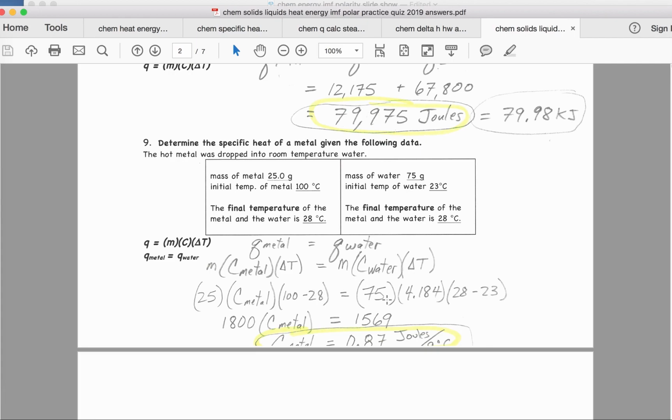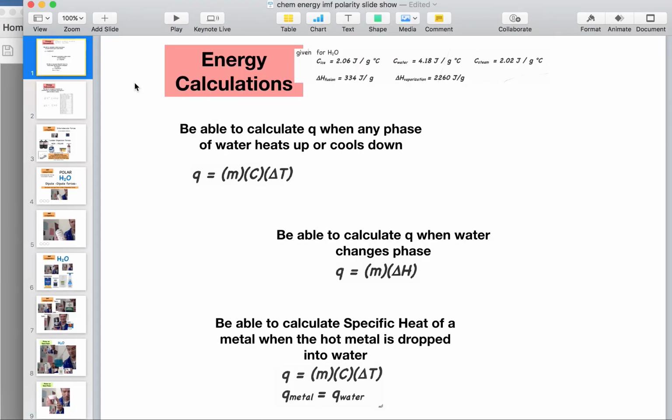That's equal to the mass of the water times the specific heat of water, which we were given. And the water temperature wasn't as much. It only changed by about 5 degrees. So yeah, we do the algebra to solve for the specific heat of the metal. So that's the energy calculations I'll want you to do.